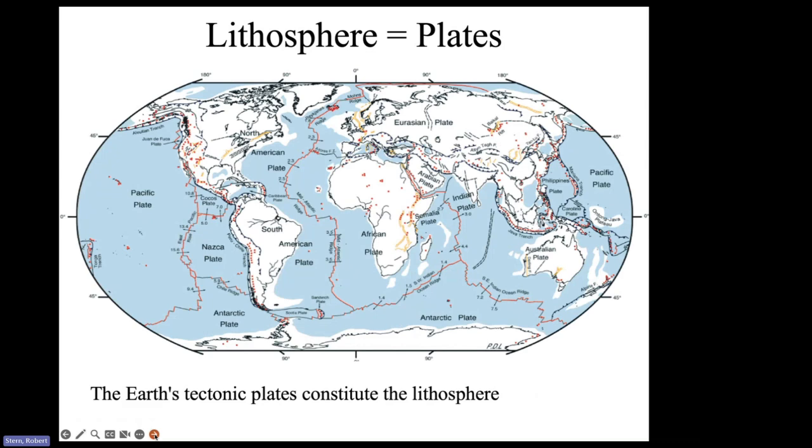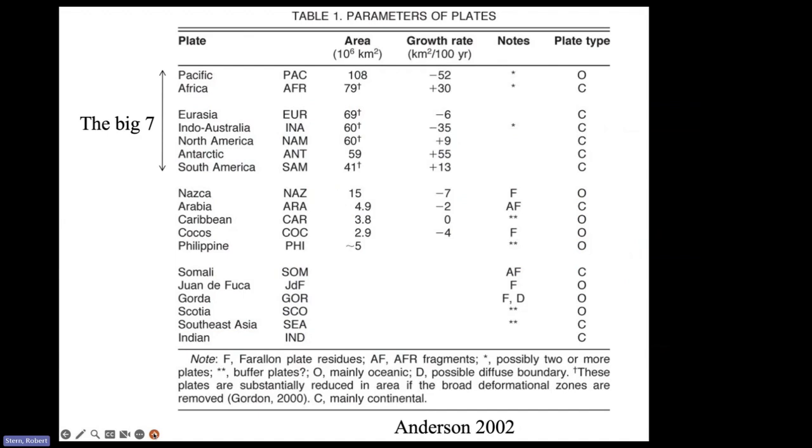So lithosphere is the plates. So Earth's tectonic plates, here we've got all the plates, that constitutes the lithosphere. So these are the plates. These are the big 7. Right? The Pacific is the biggest. This is the area in millions of square kilometers, 108, right? And then Africa is number 2, Eurasia, Indo-Australia, etc.